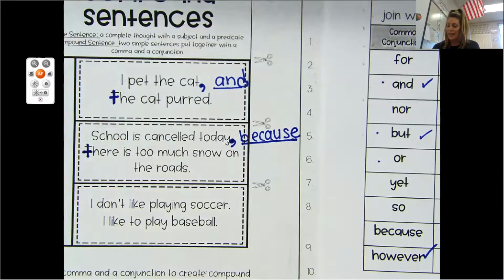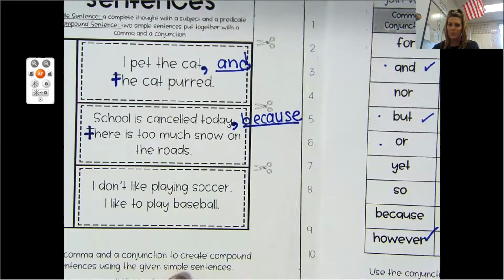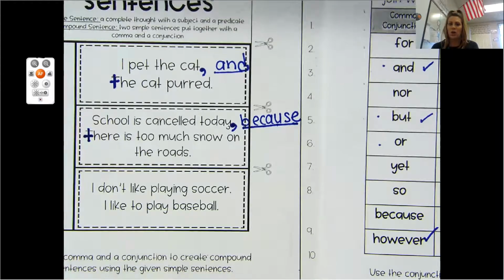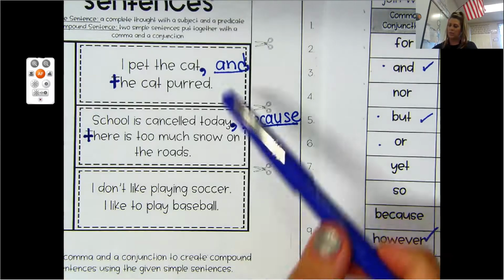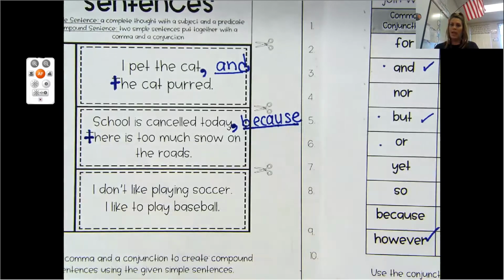All right, last one we're going to do together. I don't like playing soccer. I like to play baseball. I am going to give you a minute. I'm not going to help you with anything. I want you to fix all 3 things that need to be fixed, just like we did on our first 2, and make this a compound sentence. I'm going to give you about 30 seconds to do it.